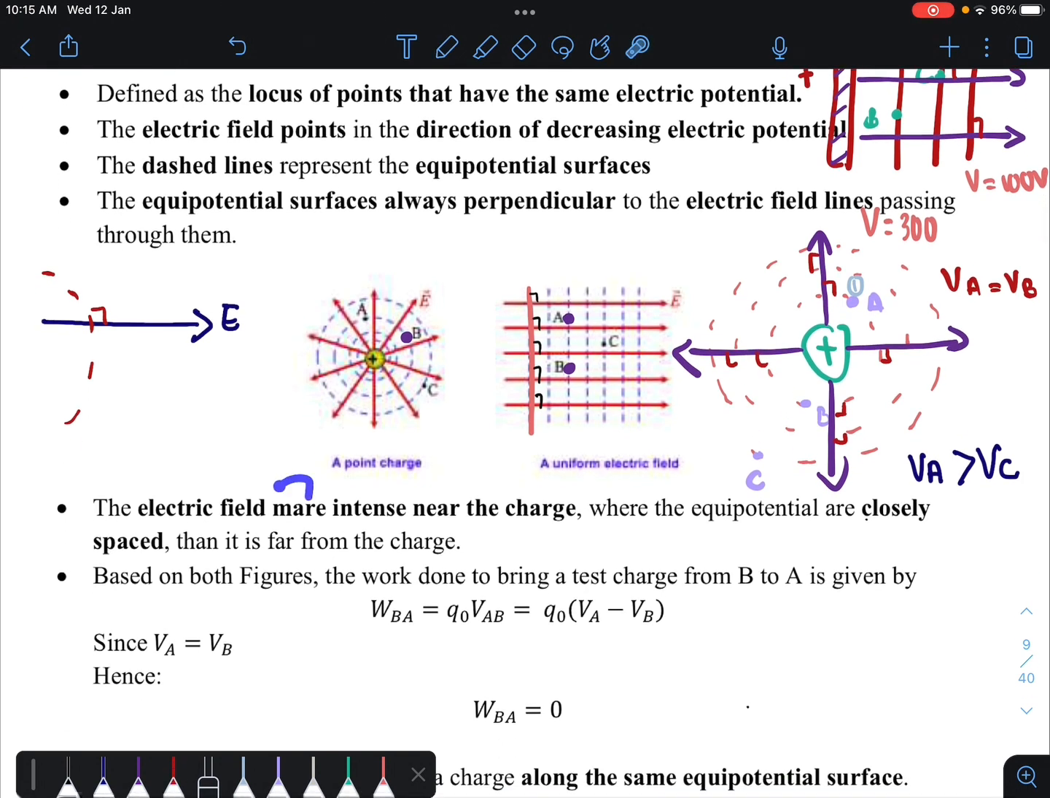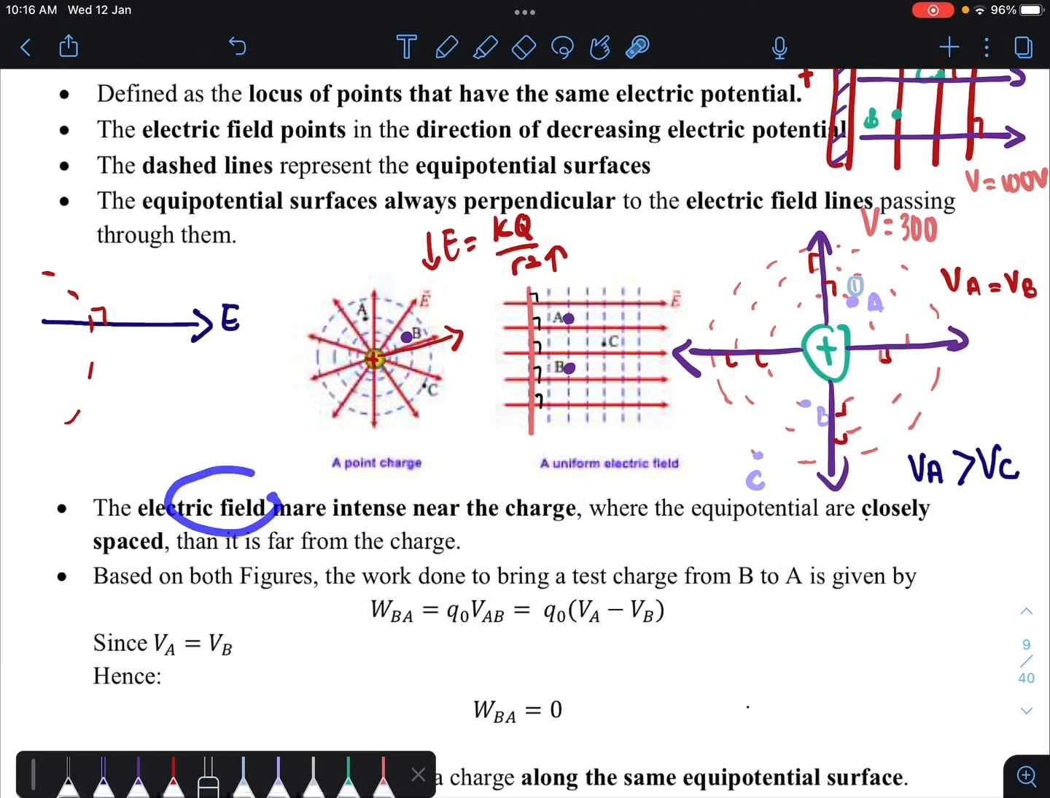Okay. Electric field is more intense near the charge where the equipotential are closely spaced. Okay. Bila kita belajar electric field line, kita ada equation E is equals to KQ over R square. Okay. As you can see, this is a positive charge and your electric field line keluar outward from the charge. Kalau kamu tengok dekat sini, you are going to have a greater electric field near the charge compared to the one further. Sebab E is inversely proportional to your R square. So as your R increase, your E is going to decrease. Therefore, kalau lebih rapat dengan kamu punya charge, you are going to have greater value. More intense near the charge. Okay, more intense. So, dia punya intensity lebih banyak bila dia closer to the charge.